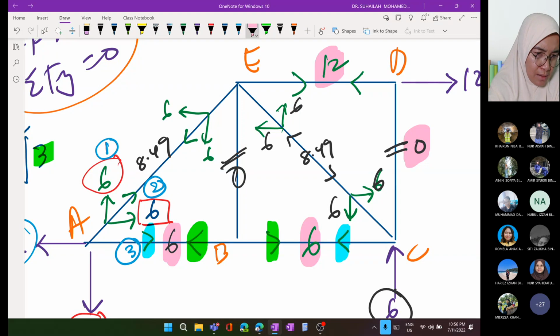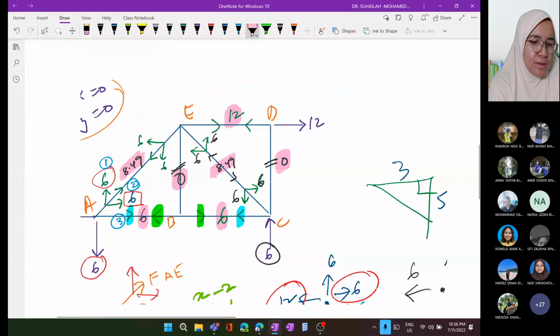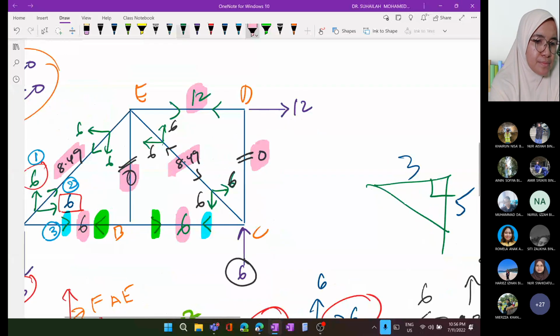AE is positive 8.49. BE is 0. And CE is negative 8.49. Okay, so the color pink is for all the member forces and not. Member force and not. So this one, what is this? This is and not.